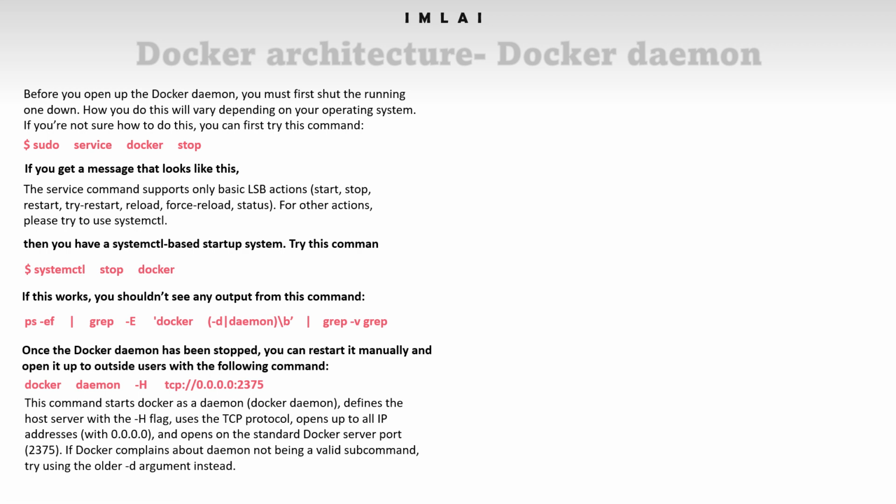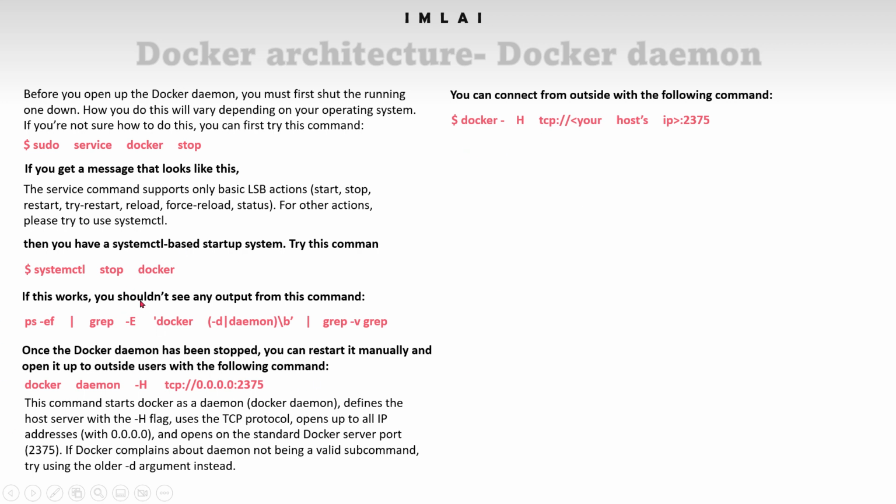So this command starts Docker as a daemon, defines the host server with the H flag. So obviously the H flag is for the host server, and uses the TCP protocol, opens up to all IP addresses with that specific pattern, and opens on the standard Docker service port. So the standard Docker service port is 2375. If Docker complains about daemon not being a valid subcommand, try using the d argument instead. Okay, so you can connect from outside with the following command.